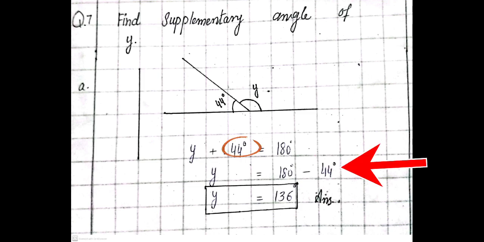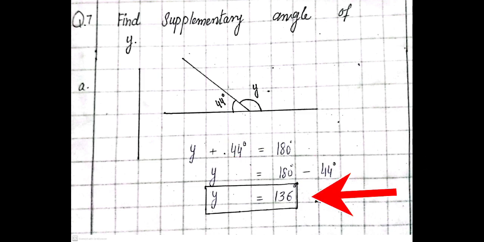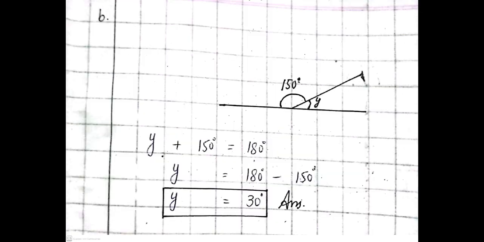The other term will be shifted to the right side. After subtraction, you will get y is equal to 136 degrees. So the supplementary angle is 136 degrees. Look at B part.